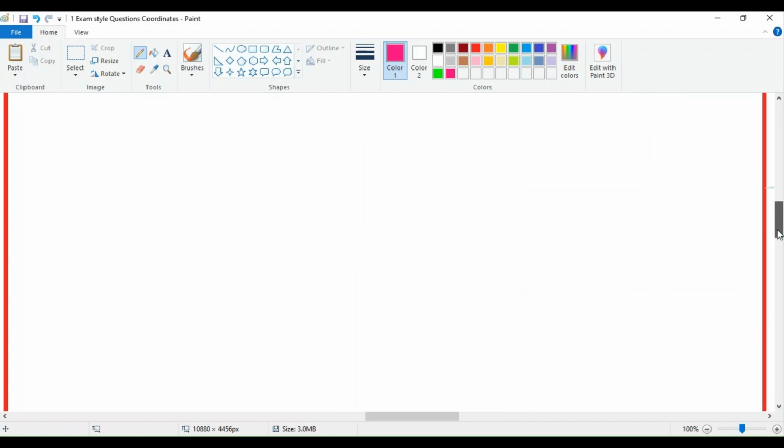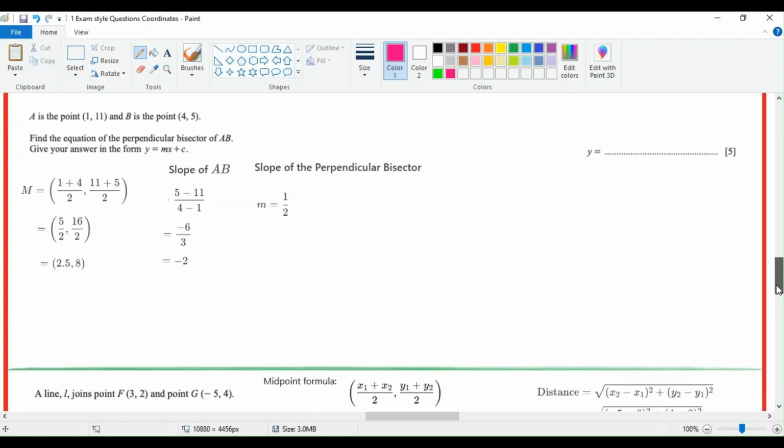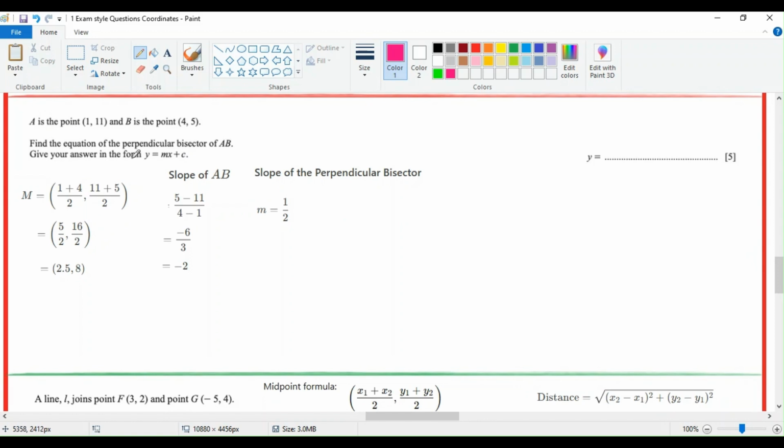Now comes the next question, in which I have done the working for you to make the time more convenient. A is the point (1, 11), B is the point (4, 5). Find the equation of the perpendicular bisector of AB. Give your answer in the form y equals mx plus c. So first of all, we find the midpoint. You know the midpoint formula: (1 plus 4) over 2 and (11 plus 5) over 2, giving us 5 over 2 and 16 over 2. This gives us (2.5, 8) as the midpoint of this line.